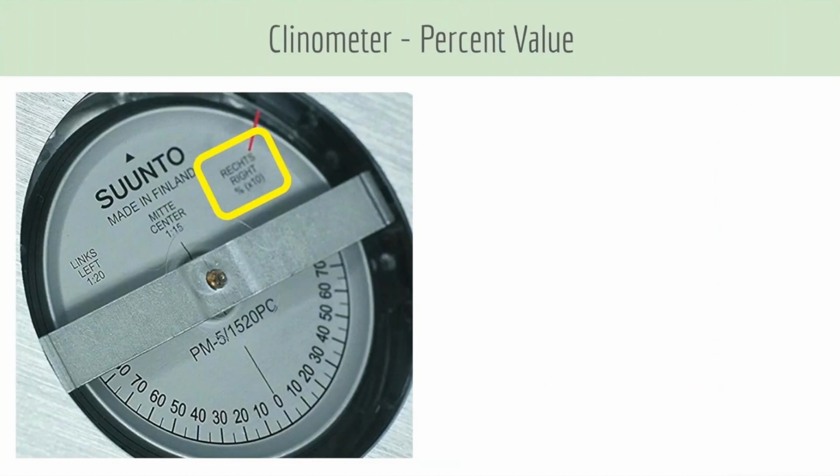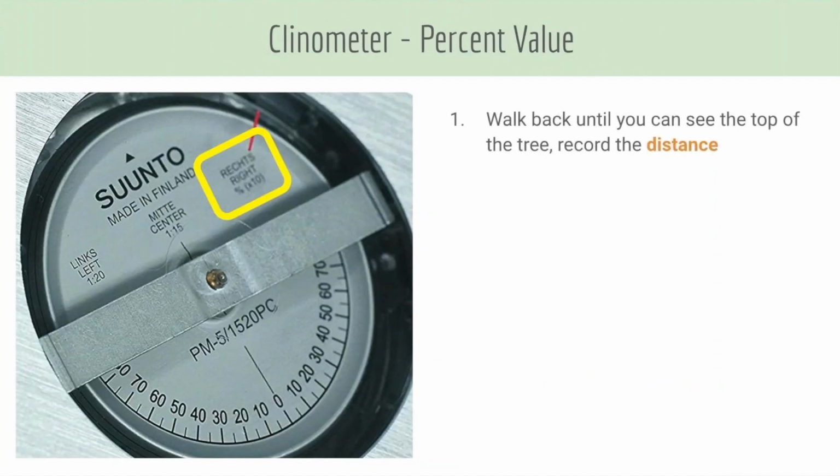For a percent value calculation, it's a little bit more complicated, but there's freedom in the distance that you'll have to be from the tree. So here you can go back any number you want as long as you get to see the top of the tree clearly. It can be 23 meters, 32, 48, whatever you're comfortable with and have space for. Once you're at a good distance, just take note of that.